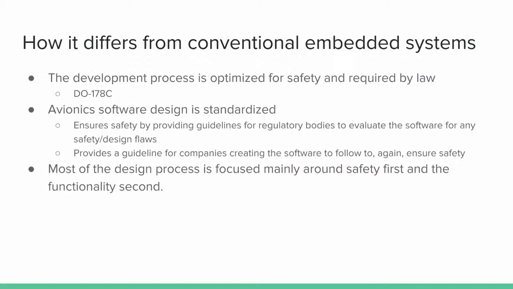Now, what sets avionics software apart from traditional, conventional embedded systems? The main thing that sets it apart is that the design and development process of avionics software is highly regulated and optimized for safety, and is required by law. You have the DO-178C document, which creates guidelines for how you should develop the software, how you should design it, how it should be tested, and all these different requirements that every manufacturer has to follow to ensure that they can have their software put on the commercial market and installed in aircraft.